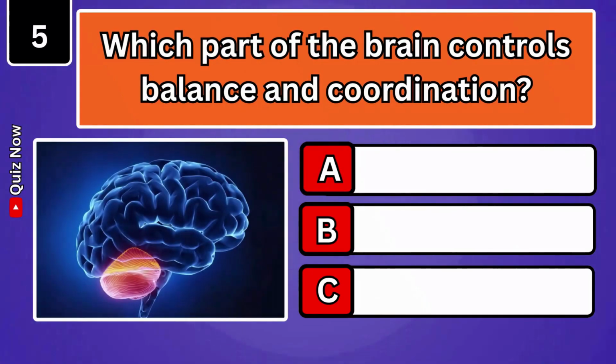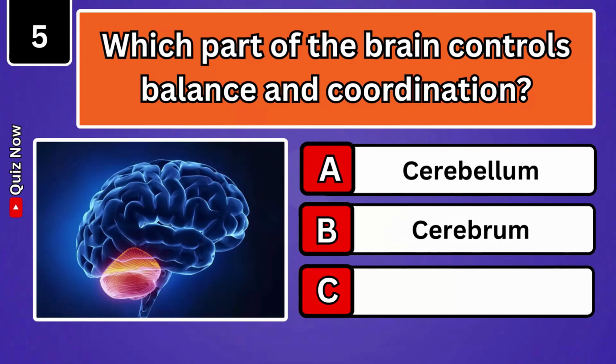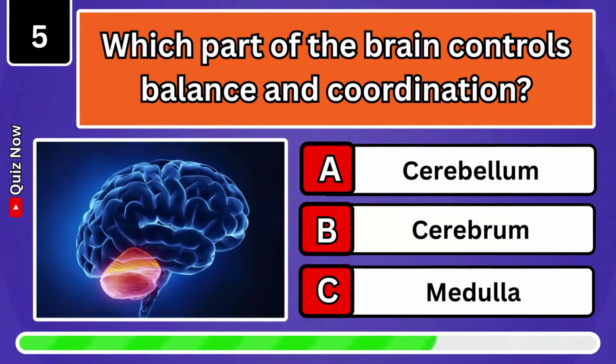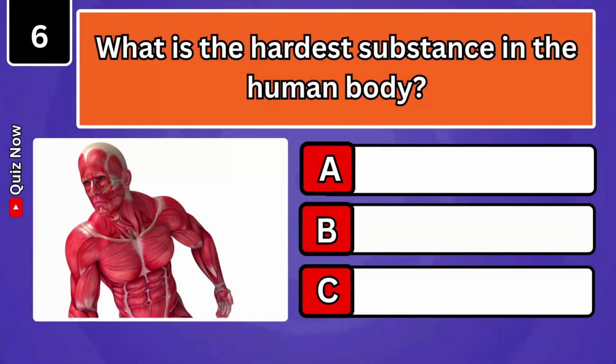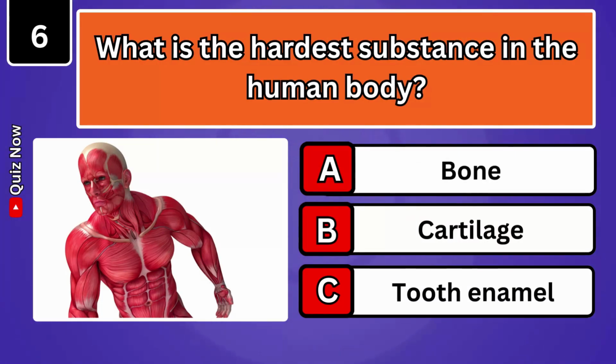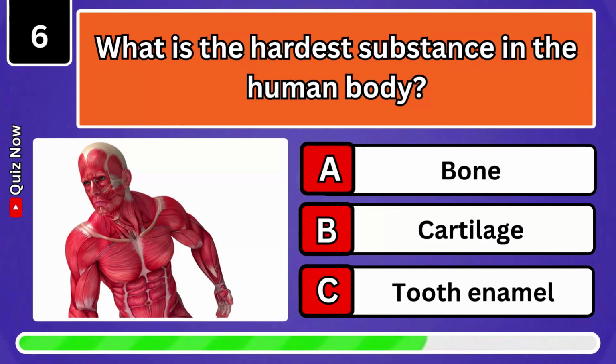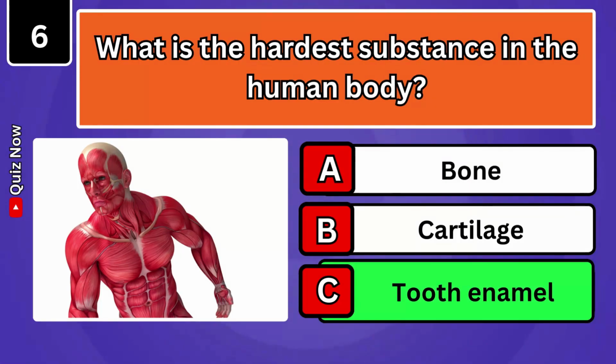Which part of the brain controls balance and coordination? Cerebellum. What is the hardest substance in the human body? Tooth enamel.